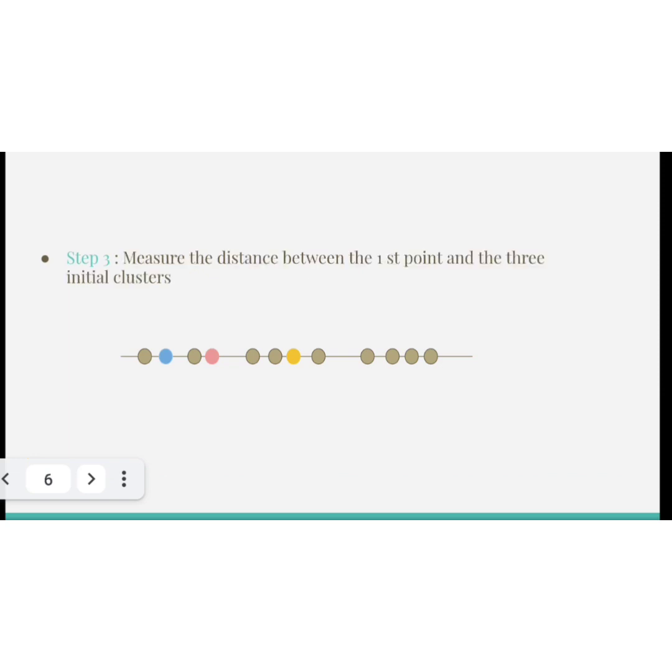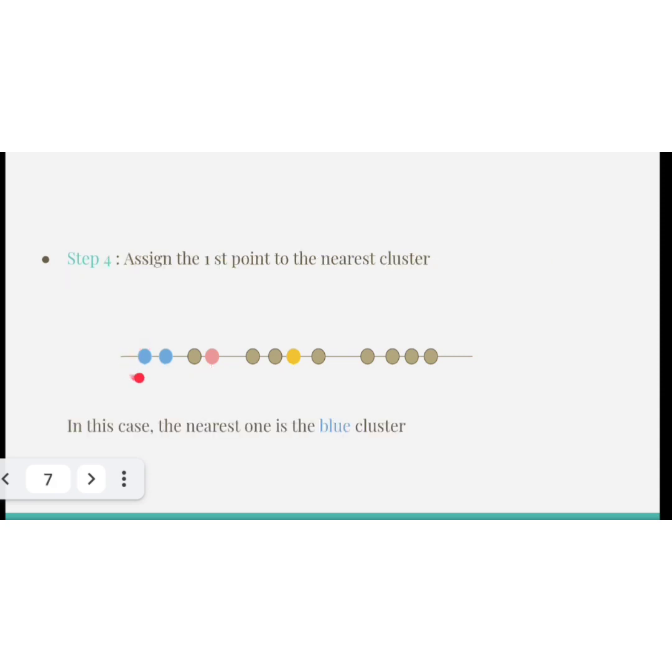Now the third step is to find the distance between this first point and these initial points. That means we have to find the distance between this point and the blue one, the first point and the red one, and also the distance between the first point and the yellow one. Okay, now here we can see that this first point is closest to the blue one rather than the red one or yellow one. So in the next step, we will assign that first point to the blue cluster, since that is the closer one to the first point.